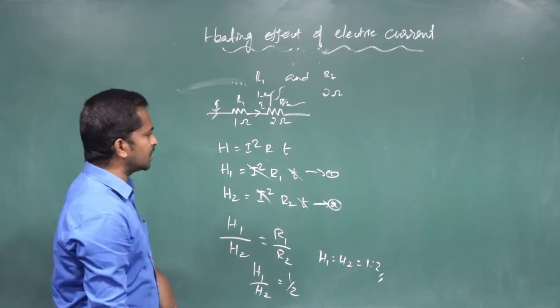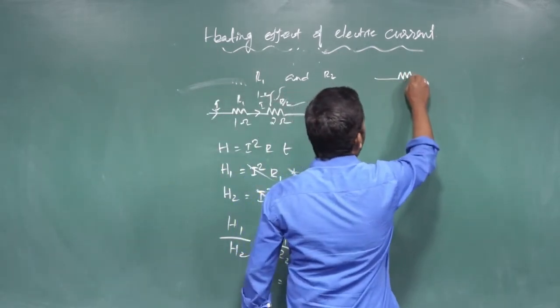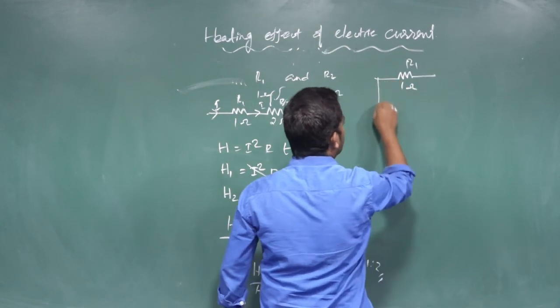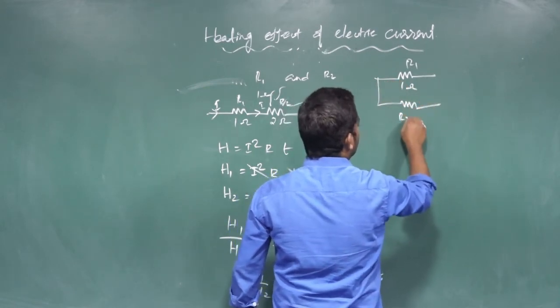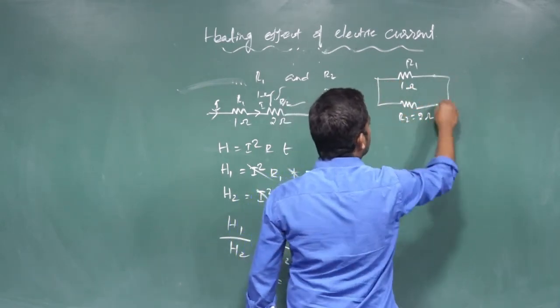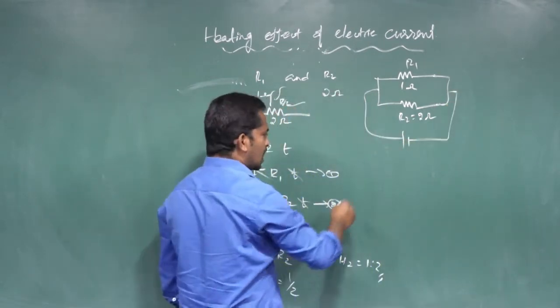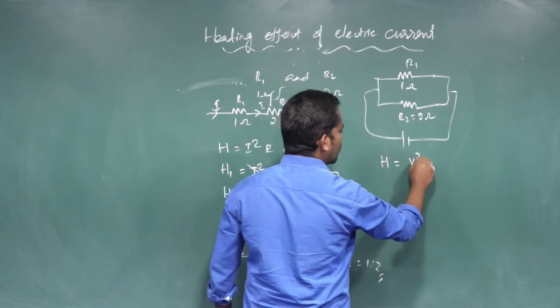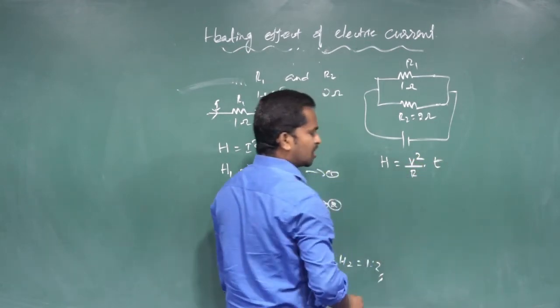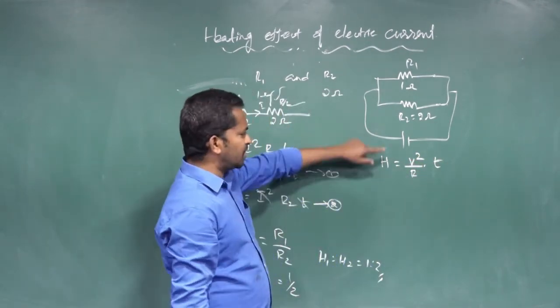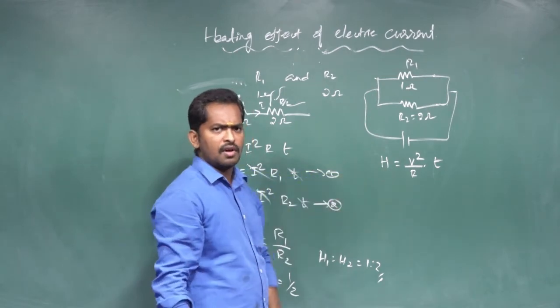Same resistors connected in parallel, what happens? This is R1, 1 ohm. This is R2, equal to 2 ohm. Connected in parallel, so the voltage is the same, as you know well. So H is equal to V squared divided by R into T. This is a common equation. When connected in parallel, heat is inversely proportional to resistance.